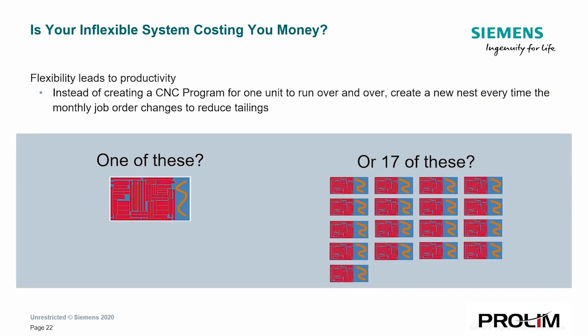Is your inflexible system costing you money? Consider this. Some shops run the same job over and over and over again, even though they're making multiple machines each month. The result is multiple tailings like you see on the right-hand side of the screen. If you were to run Solid Edge 2D nesting every time and combine all those jobs into one, you could have one tailing or leftover sheet instead of 17. And you're not throwing away waste material like you were before.